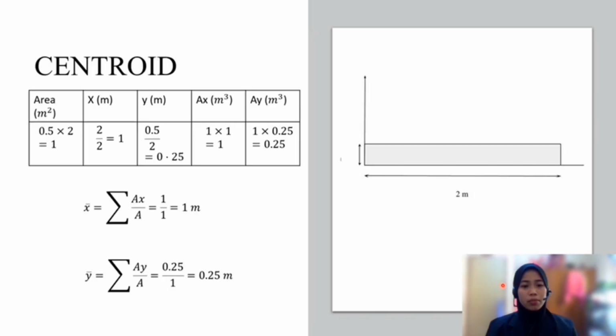Next is centroid of the beam. After calculating the area, x, y, Ax, and Ay, I get x bar as 1 meter and y bar is 0.25 meter.